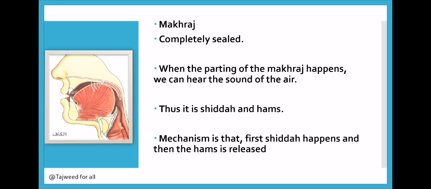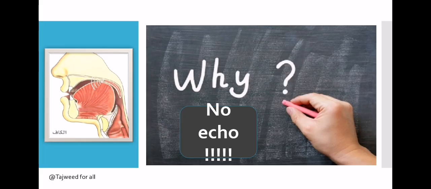Don't say ak, ak, k, k. This is very wrong. It is completely wrong. You should not do that. It is a very light kaf sound. Ak. Okay, that's it. And we have told about the shidda and the hums. And now we have studied why there is no echo.